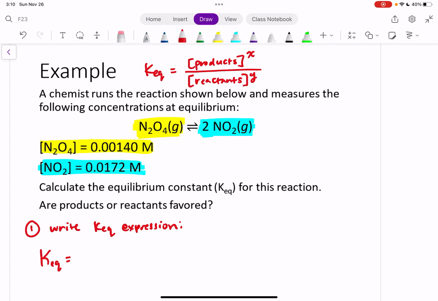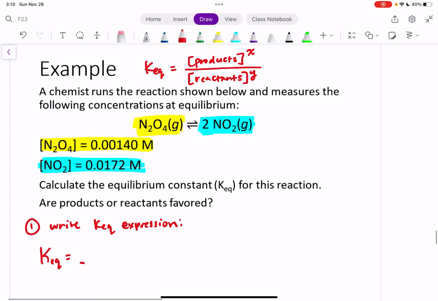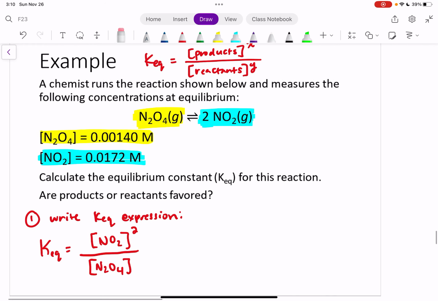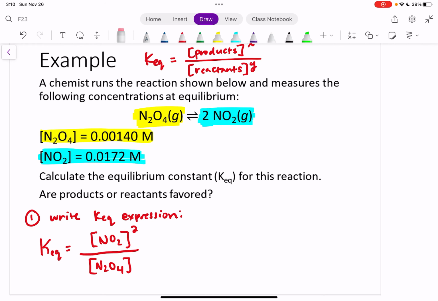Okay, so for this one, we need the products on the top, right? So what's our product here? Yeah, NO2. And it's raised to what power? 2, yep, because we have a 2 in front. That's our coefficient. And then our reactant goes on the bottom. That's N2O4. And what power is that one raised to? Yeah, 1. You can either write the 1 there or you can just leave it blank. I'm just going to leave it because anything to the first power is just that thing itself. So now we have our equilibrium constant expression.